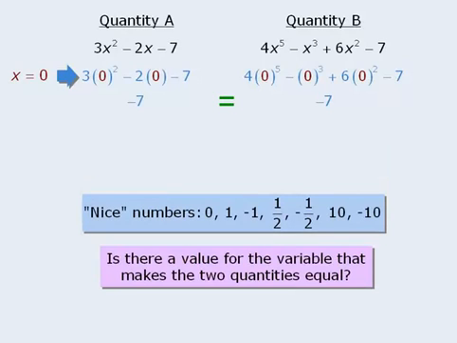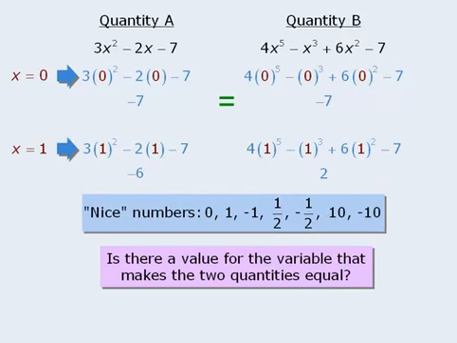Well, if we plug in 1, we get the following, and when we evaluate each quantity, we get -6 and 2, in which case quantity B is greater than quantity A. So since we get two conflicting results here, the answer must be D. The relationship cannot be determined from the given information.